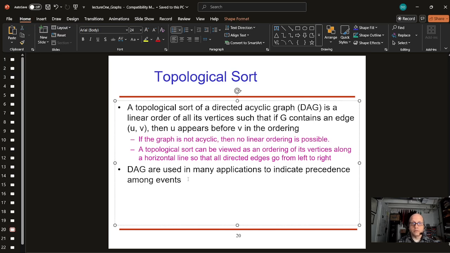Topological sort. A topological sort of a directed acyclic graph is a linear order of all its vertices such that if G contains an edge (u, v), then u appears before v in the ordering. If the graph is not acyclic, then no linear ordering is possible. A topological sort can be viewed as an ordering of its vertices along a horizontal line so that all directed edges go from left to right. The DAG is used in many applications to indicate precedence among events.